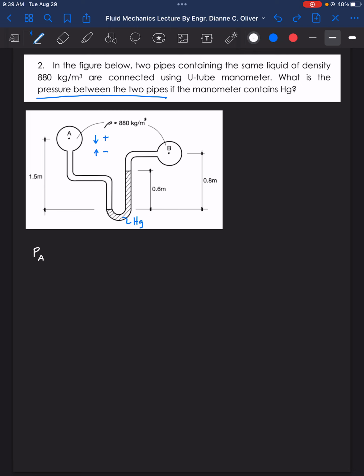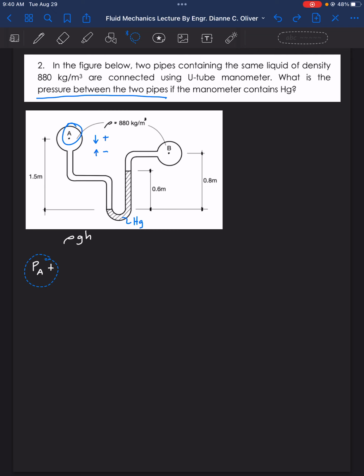I'm going to move downward from point A down to the lower surface of the manometric fluid, the mercury, and that is 1.5 meters from point A. So plus, if we're dealing with pressure, what formula are we going to use? We are going to use rho g h, because the given here is density.